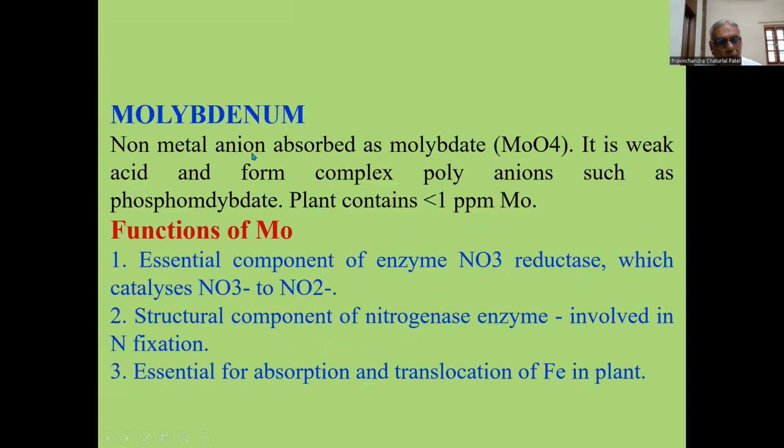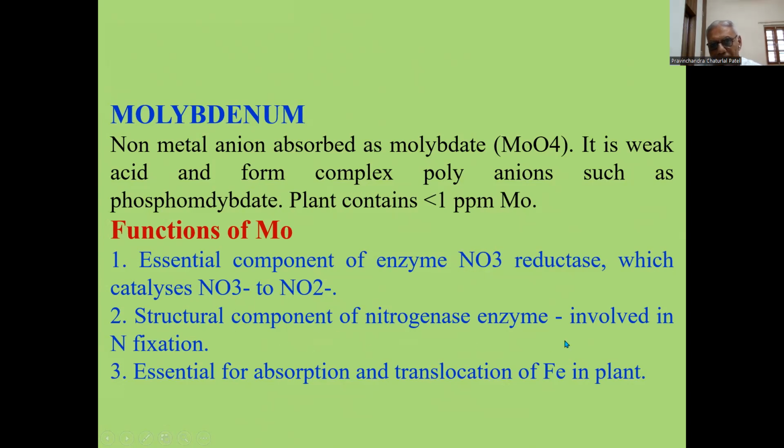Molybdenum is a non-metal anion. It is a weak acid and forms complex polyanions such as phosphomolybdate. Plants contain less than 1 ppm molybdenum. So the function of molybdenum: it is an essential component of the enzyme nitrate reductase, as we have seen, which catalyzes nitrate to nitrite.